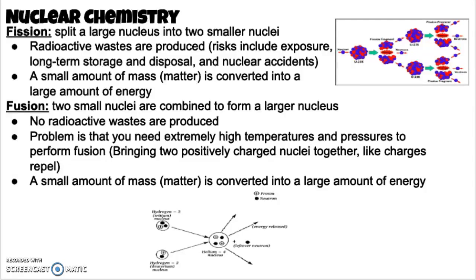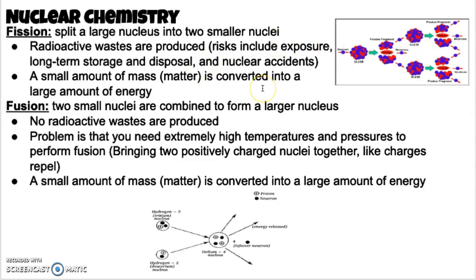And finally, the difference between fission and fusion. Fission is the splitting of a large nucleus, like we have here of uranium, into smaller nuclei. Radioactive wastes are produced, which can risk exposure and long-term storage and disposal, and nuclear accidents. Fission is what happens in the atomic bomb, and we all know how that went over at Hiroshima and Nagasaki. It killed a lot of people.